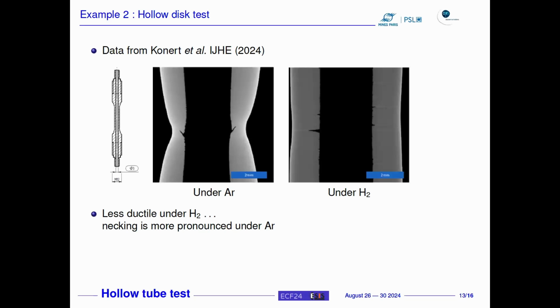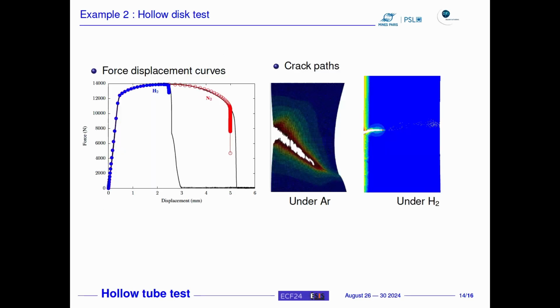So if you put argon, you see that there's a lot of necking. These are tomographic images from this paper. So you get a lot of necking and shear bands. If you are under hydrogen, you have obviously less necking, and the cracks tend to be straight. Okay? And then we were more or less able to fit the model on that.